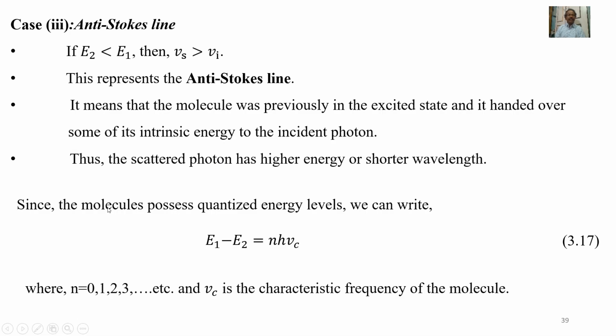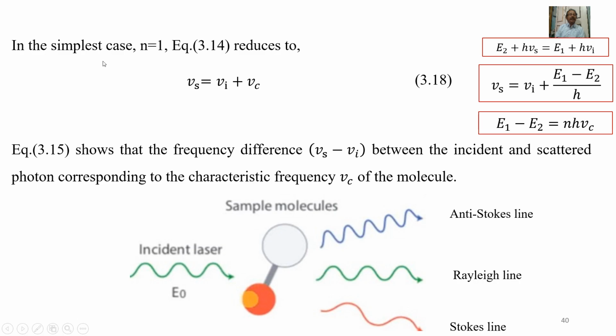Since the molecules possess quantized energy levels, we can have E1 minus E2 equal to n h nu C, where nu C is the characteristic frequency of the molecule and n equals 0, 1, 2, 3 and so on. In the simplest case, when n equals 0, we have equation 3.14: E2 plus h nu S equals E1 plus h nu I. So from equation 3.14, we can have nu S equals nu I plus E1 minus E2 by h. And this is equation 3.15.